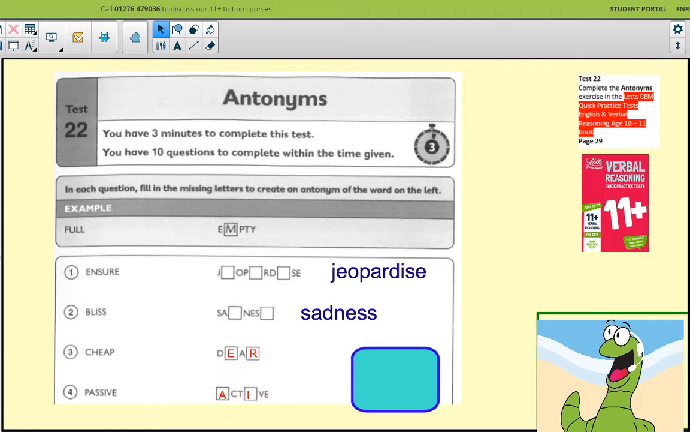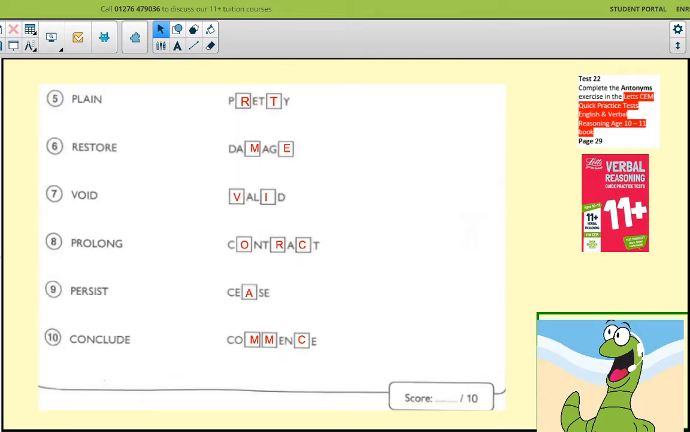Now, then we had dear here, an antonym for cheap. So not dear diary or my dear brother. In this case, it's used as a way of saying something is expensive. And number 4, passive. Antonym was active. Then we had pretty, antonym for plain. Damage, so if you restore something, you're fixing it.